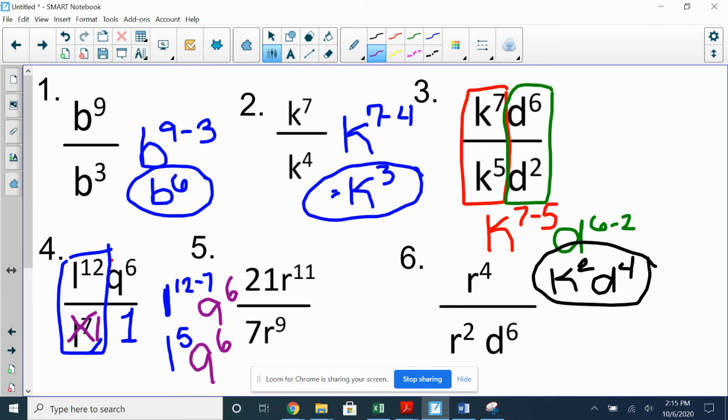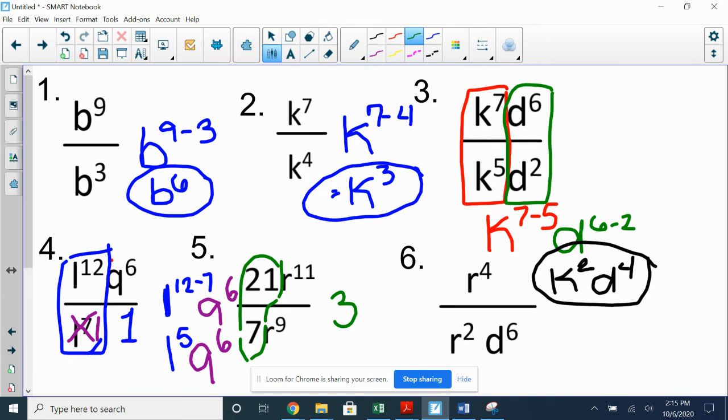All right, so look at this next one. I have regular numbers with no exponents, and then I have R's, a base of R. Like we did with multiplication, when we have numbers with no exponents, we can still just divide those like we regularly would. And I know 21 divided by 7 leaves me with 3.